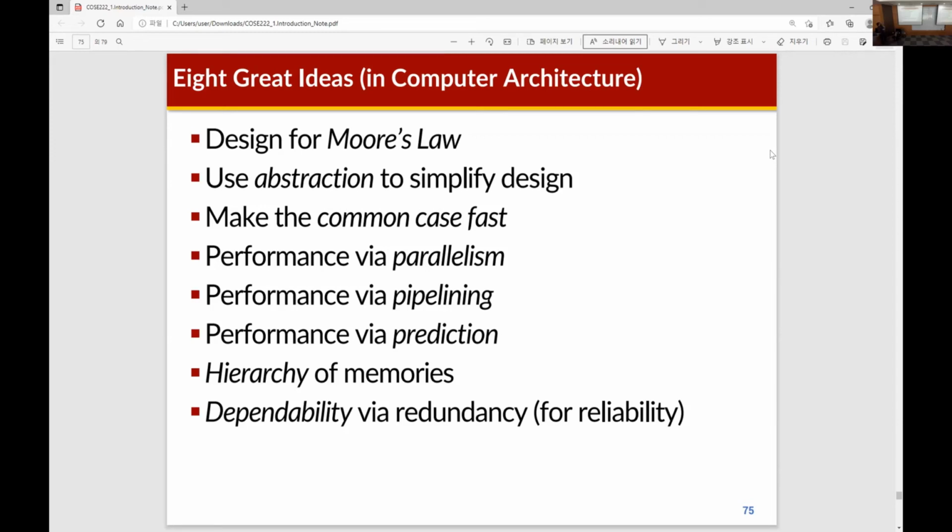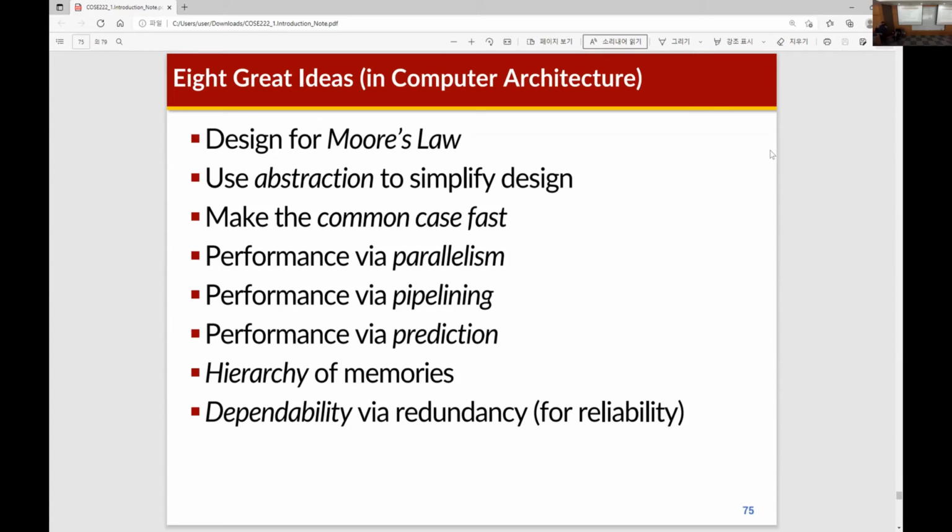And then the second line is abstraction. So with many abstractions, we can develop a very convenient computer system environment or computer usage environment. So it also simplifies design. We do not need to understand every aspect of computer systems, that means every layer of a computer system. We can just focus on some single layer or some interfaces between neighbor layers. Then this is so important.